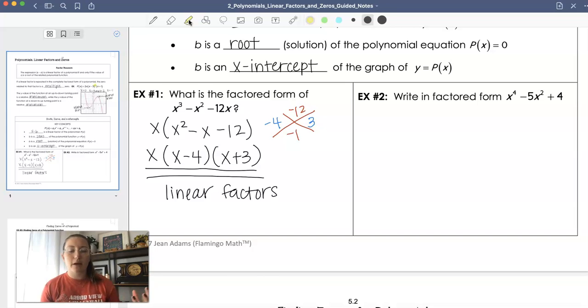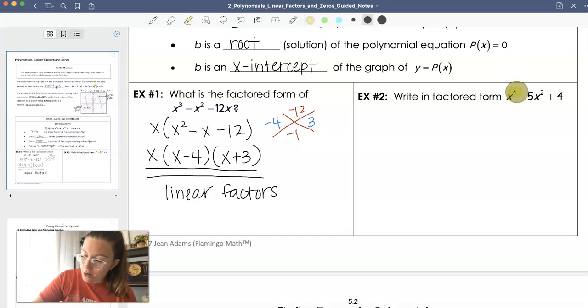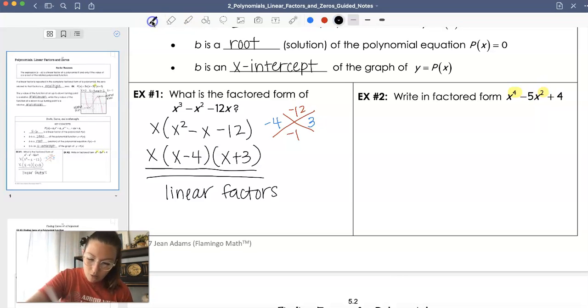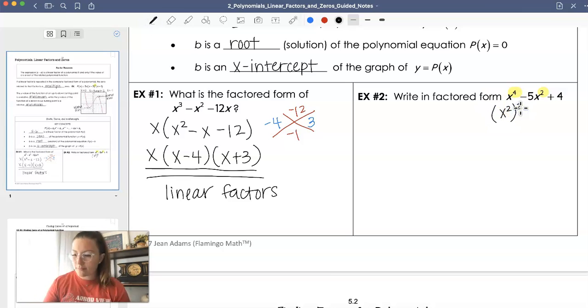So looking at this, I don't have a greatest common factor, and I don't really know how to factor something to the 4th degree. But since this goes 4 to nothing, I'm talking about the degrees, 4 to nothing, what we can use is substitution. So this I could rewrite as x squared, squared, minus 5x squared to the first power, plus 4.